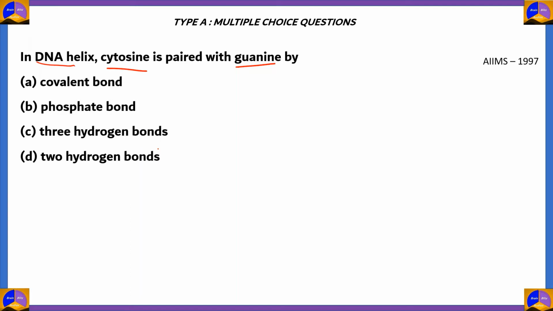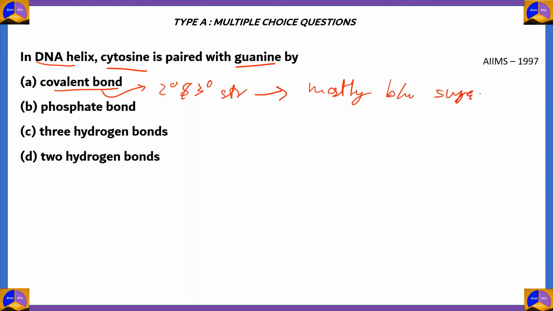Option A, covalent bond. Covalent bonds in DNA are usually found in secondary and tertiary structures of DNA, and these are mostly between the sugars, while cytosine and guanine are nitrogenous bases. Both are nitrogenous bases. So the possibility of a covalent bond between them is incorrect.